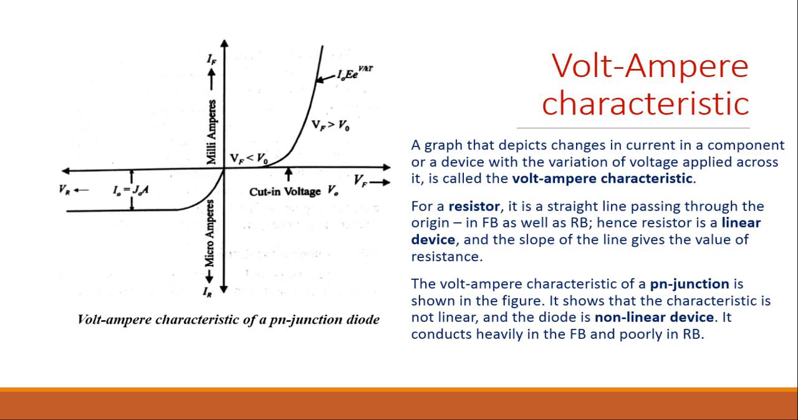A graph that depicts changes in current in a component or a device with the variation of voltage applied across it is called the volt ampere characteristic. In the case of a resistor, the characteristic is a straight line passing through the origin. The slope of the line gives the value of the resistance. When the resistor is connected in the reverse direction, the characteristic does not change in form, as the same amount of current flows through the resistor in either direction for a given potential difference across its terminals. Therefore, a resistor is a linear device.